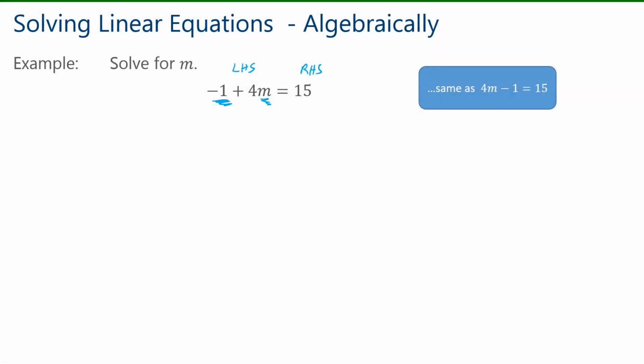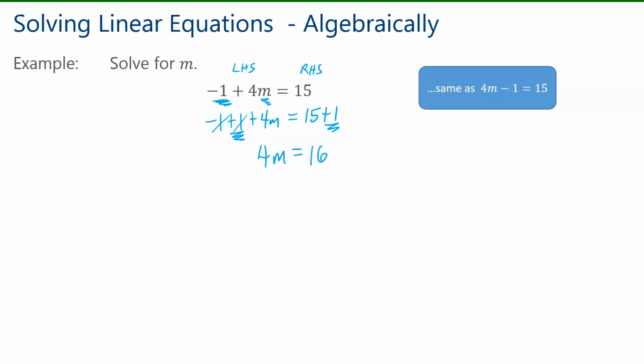To get rid of a -1, well, if I had one red unit tile on my left-hand side and I wanted to get rid of it, I would add in a positive unit tile. Do the opposite. Instead of -1, we have +1, or add 1. If I added 1 on the left-hand side, I must add 1 on the right-hand side. -1 plus 1, that zero pair is gone. So we're left with 4m, and 15 plus 1 is 16.